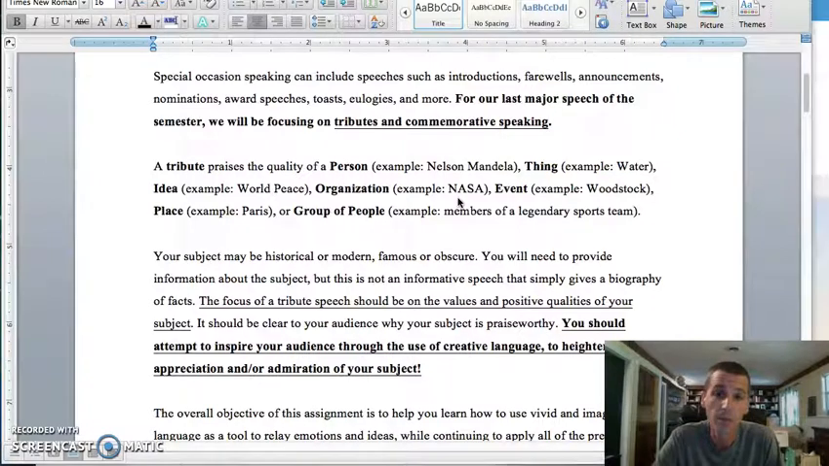And finally, you could pay tribute to a group of people. So rather than an individual person, I put an example, members of a legendary sports team. So rather than, say, a tribute speech to Mickey Mantle, the famous New York Yankees baseball player, you might pay tribute to the World Series winning Yankees team that he was on. And you could mention not only Mickey Mantle, but other players on that team as well.